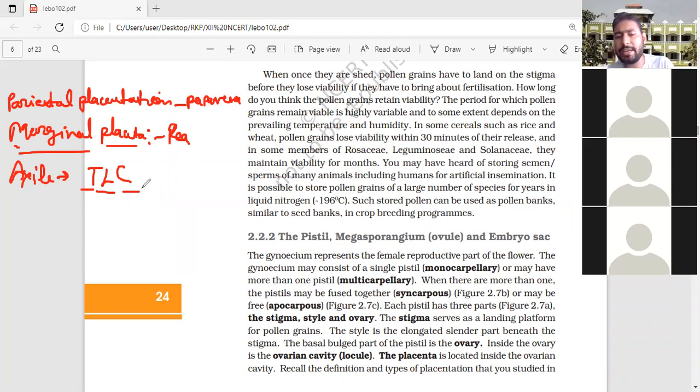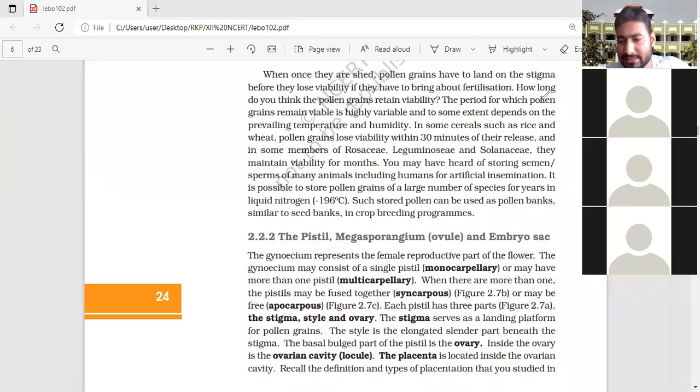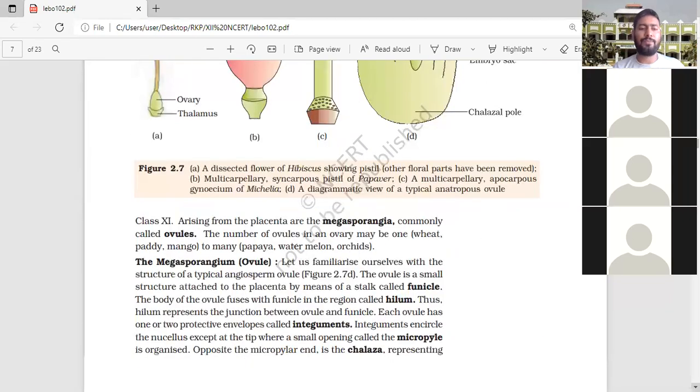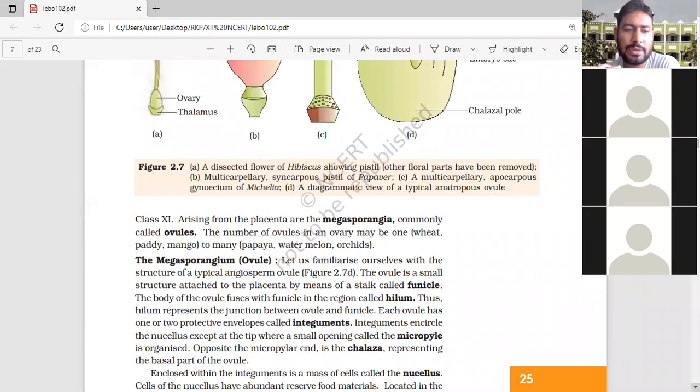So in this way, it is saying the placenta is located inside the ovarian cavity. Recall the definition and types of placentation that you studied in class 11th, the plus one. That is what they have mentioned here. Types of placentation: marginal, parietal, exile, free central, basal placentation.